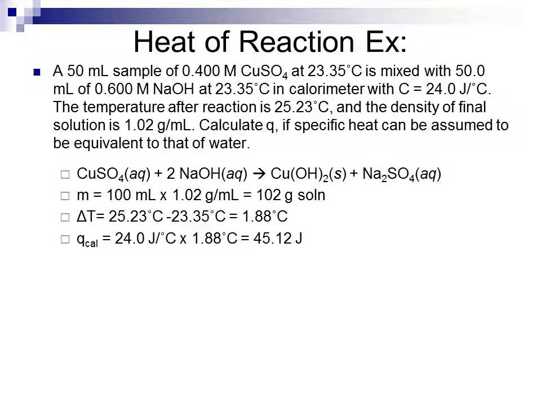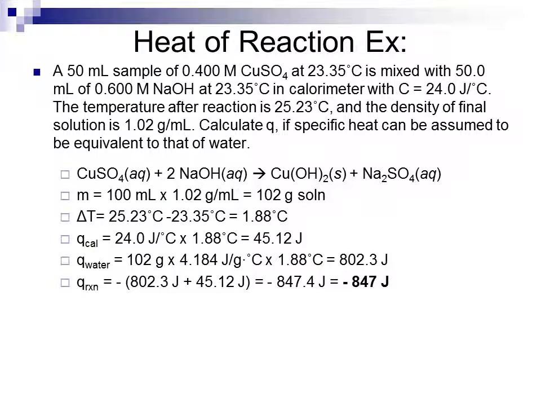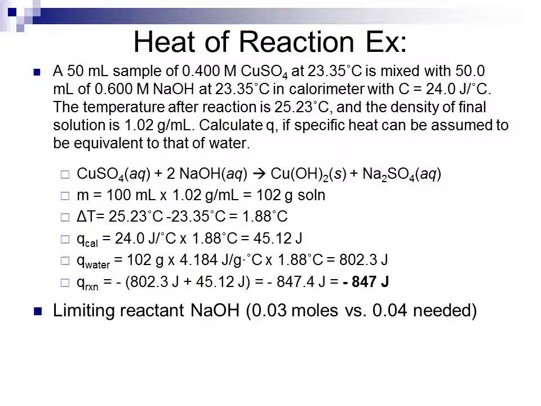or 45.12 joules. The change in heat of the water will be equal to the mass of the water, 102 grams, times 4.184 joules per gram degree Celsius, times the change in temperature of 1.88 degrees Celsius, or 802.3 joules. Thus, the overall heat of the reaction is negative 802.3 joules plus 45.12 joules, or negative 847.4 joules, which rounds to negative 847 joules.